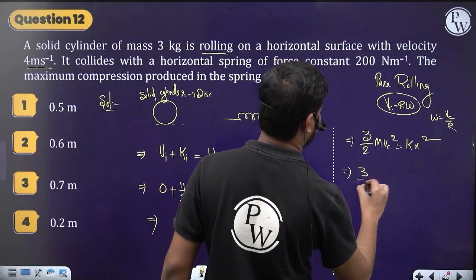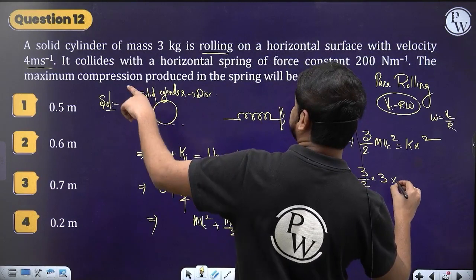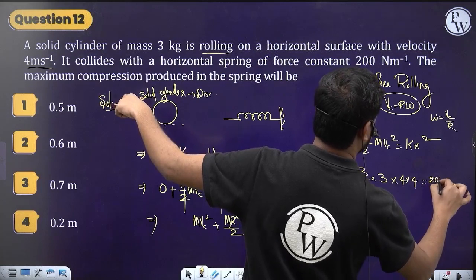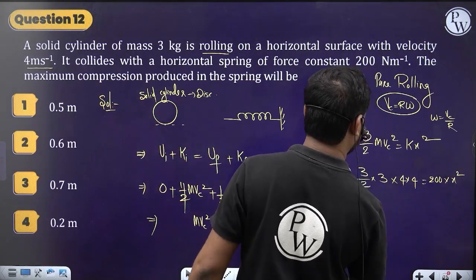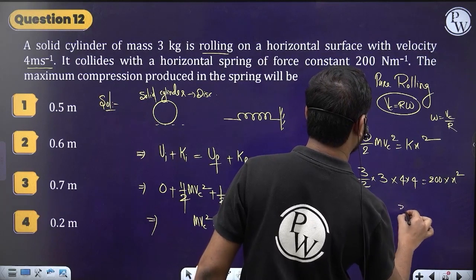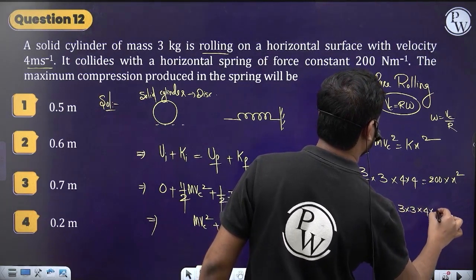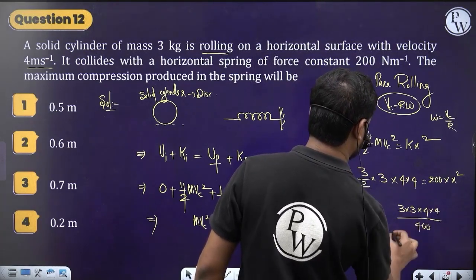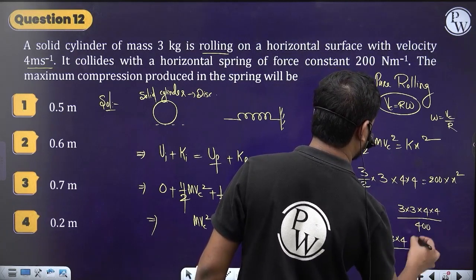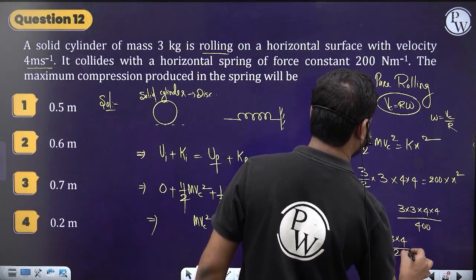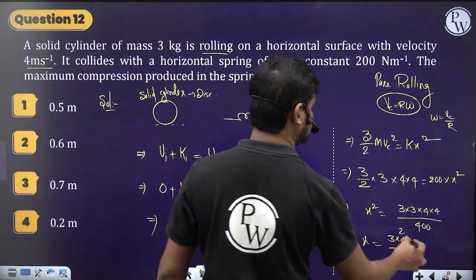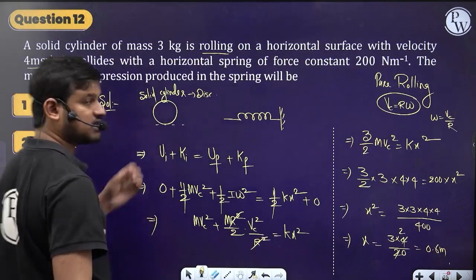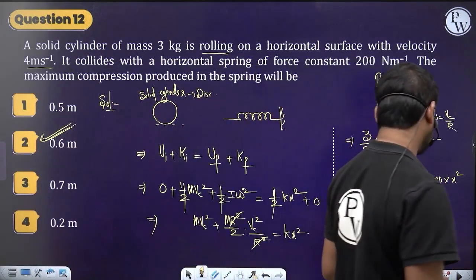Now substitute the values. So we have 3 by 2, mass is 3, into vc square, which is 4 square, that is 4 into 4, equals k which is 200 into x square. So from here x square equals 3 into 3 into 4 into 4 by 200 into 2, that is 400. If you take the square root of this, we get 6 by 10, which is 0.6 meters. Option 2 is the correct one, guys. Clear? Understood the concept, everyone?